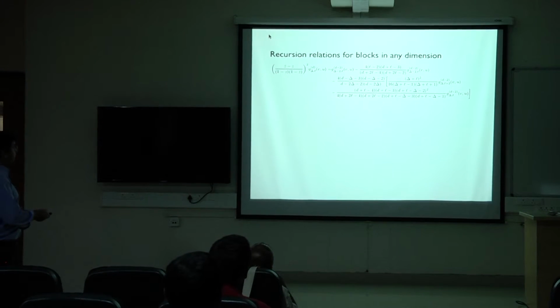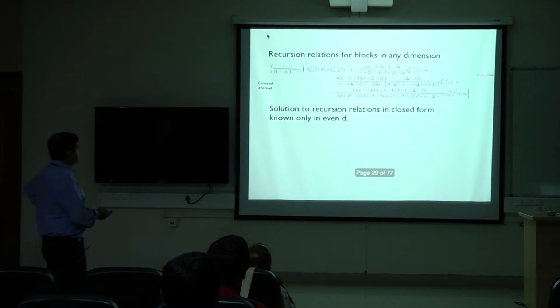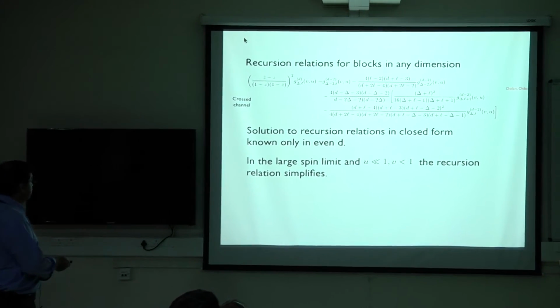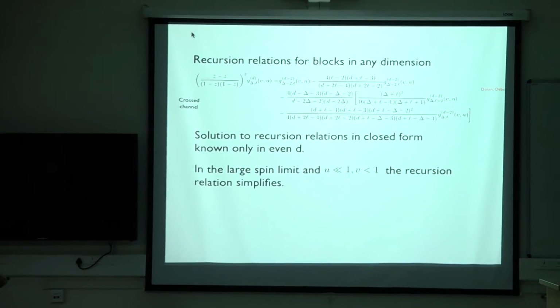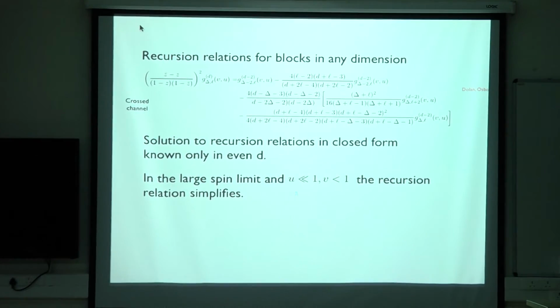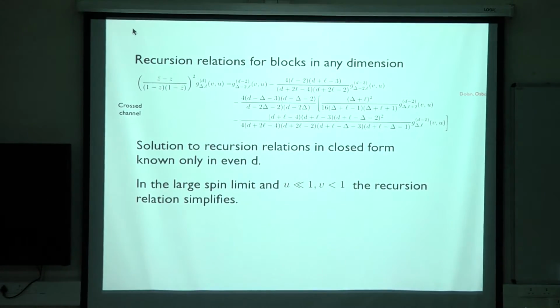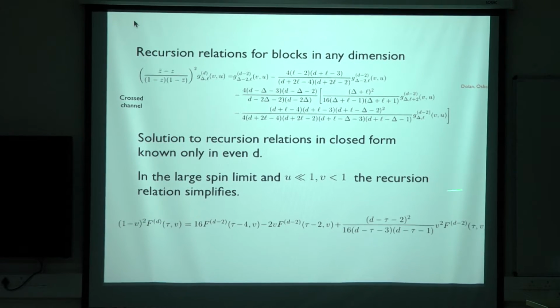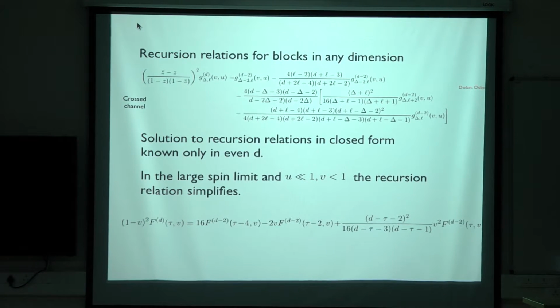It turns out that there are recursion relations for these blocks in any dimension, and the solutions to these recursion relations are known only in even dimensions. But in this limit, where you have large spin, and also you have taken u much smaller than 1 and v less than 1, this recursion relation simplifies and takes on this compact expression. This can be found in this paper by Fitzpatrick and company.